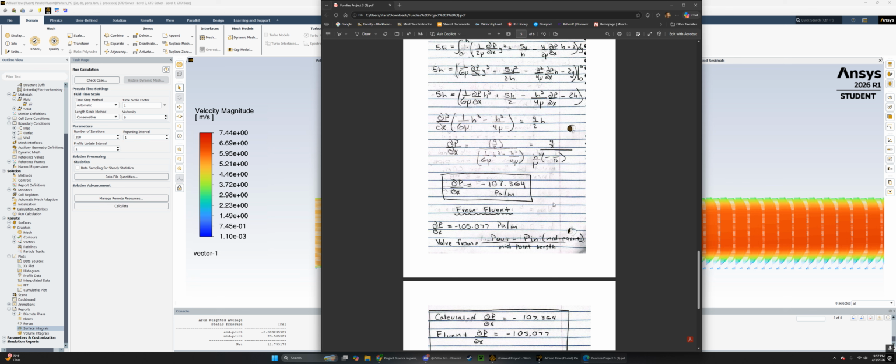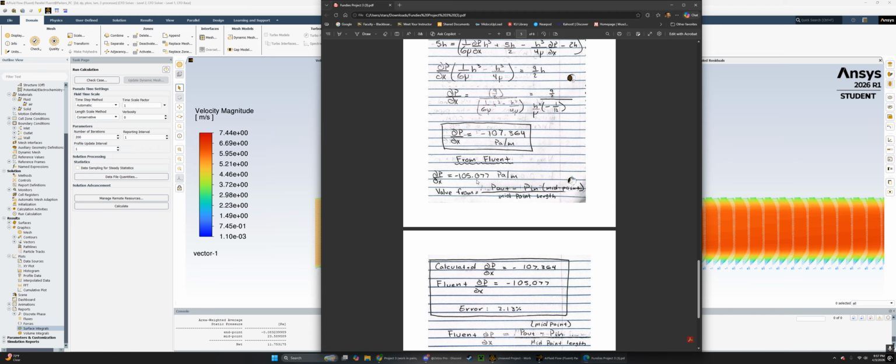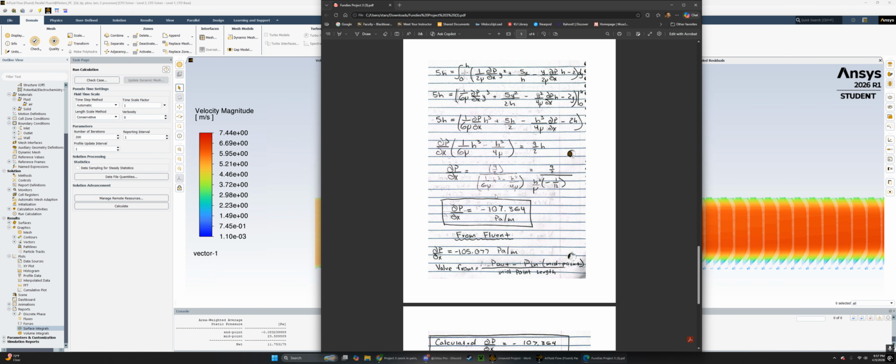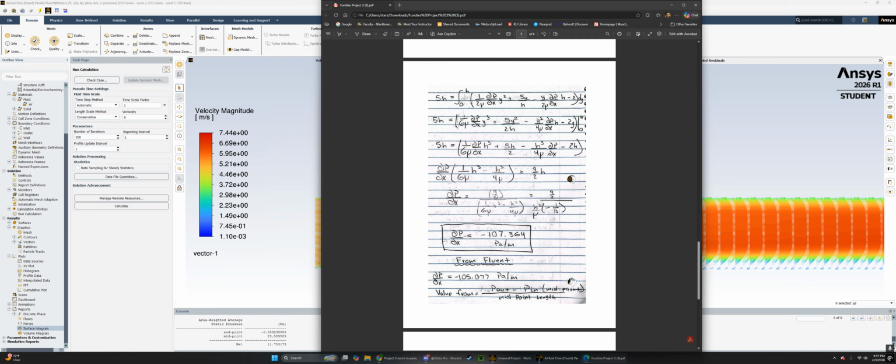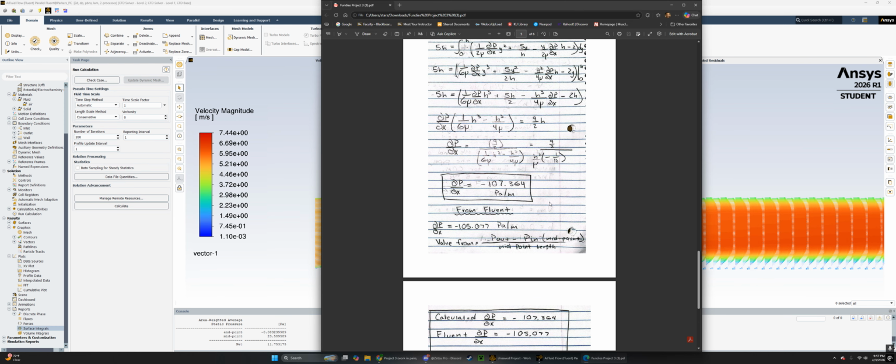pascals per meter. And so we got from our Fluent value earlier, negative 105. It's fairly close. It's pretty dang close.